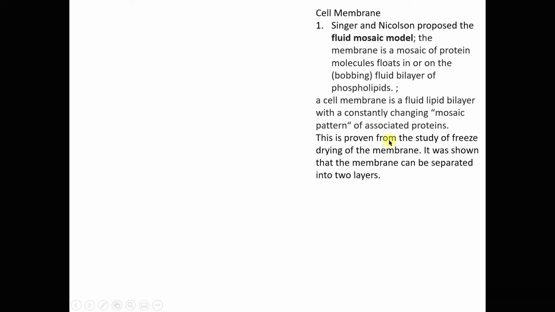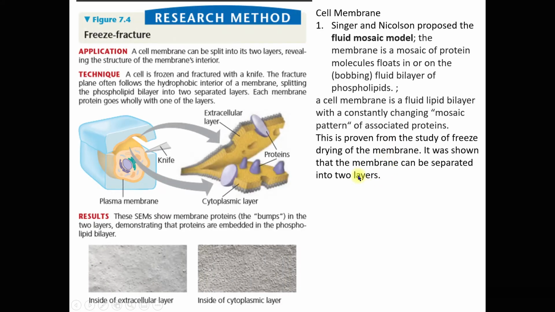Now, this is proven, what they propose, alright, from the study of freeze drying of the plasma membrane. It was shown that the membrane can be separated into two layers. This is freeze drying of the plasma membrane. It is long, this plasma membrane. After freeze drying, it is cut. When it is cut, the plasma membrane is peeled off, and these are its components. So this plasma membrane can be separated into two layers.